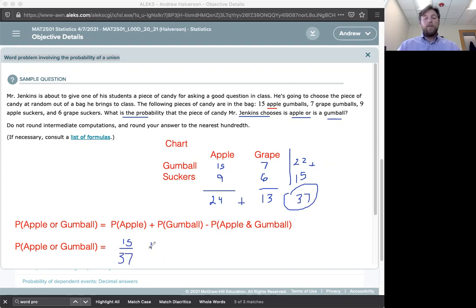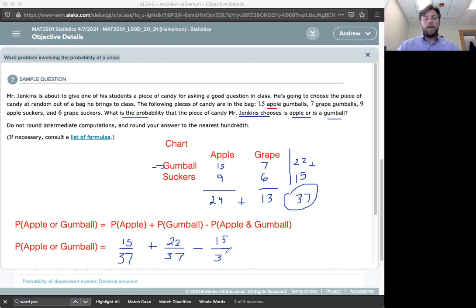Okay, so what's the probability of picking a gumball? I'll go over to the gumball line, and we get 22 total gumballs out of 37 pieces of candy. And then for the probability of picking an apple and a gumball, what you ask yourself is, how many pieces of candy satisfy both conditions? They're both apple and a gumball? Oh, that's right here. There are 15 pieces of candy that are both apple and a gumball. So we'll subtract that off.